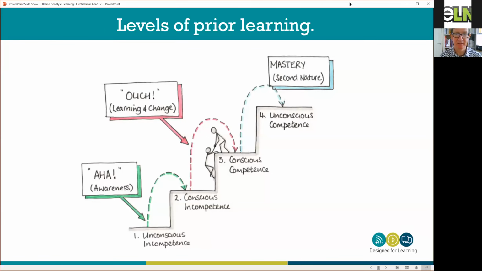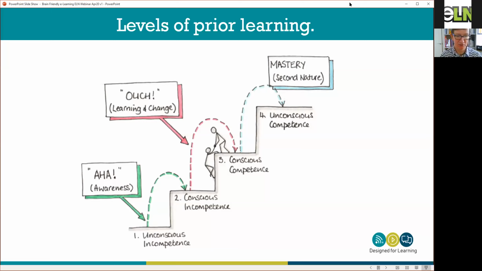I like this idea. I came across this sort of conscious incompetence, conscious competence, and unconscious competence years ago, and I think it's worthwhile revisiting. So basically, when we start out, we don't even know what we don't know. So we have to build awareness as we go through, and at the top level, we reach mastery. But prior learning is really important as we go through those steps.